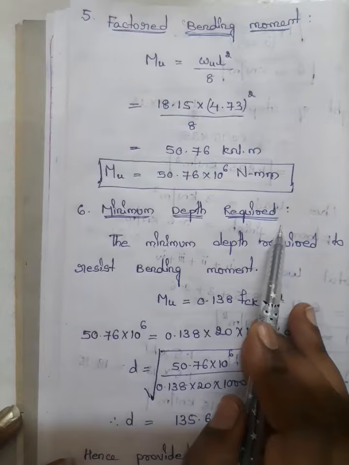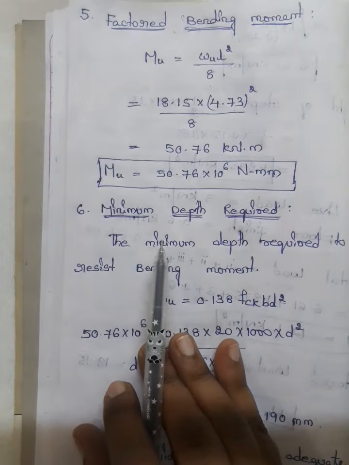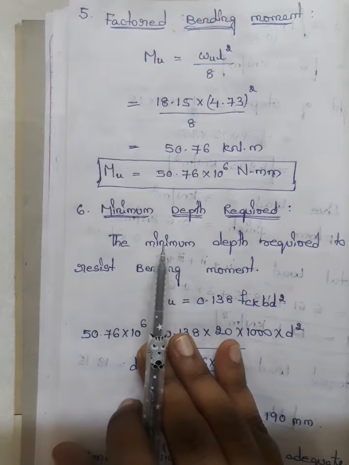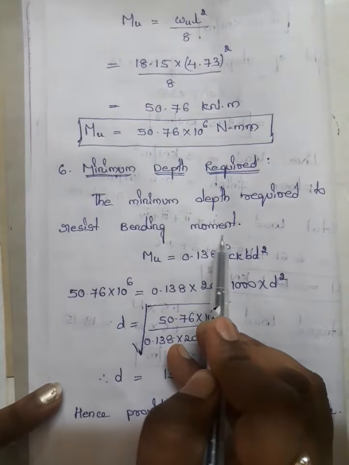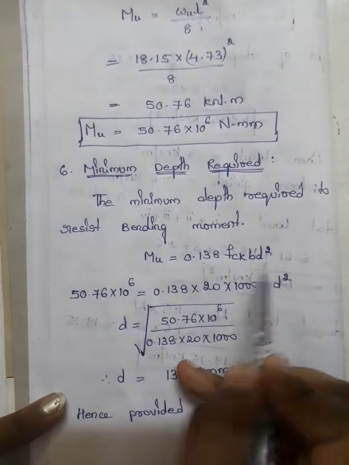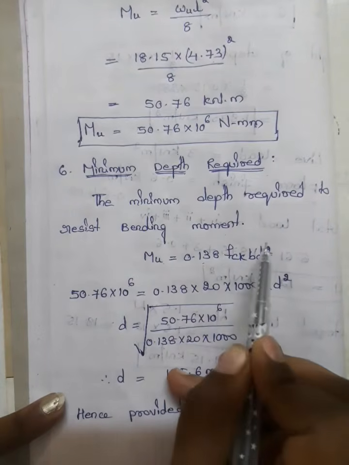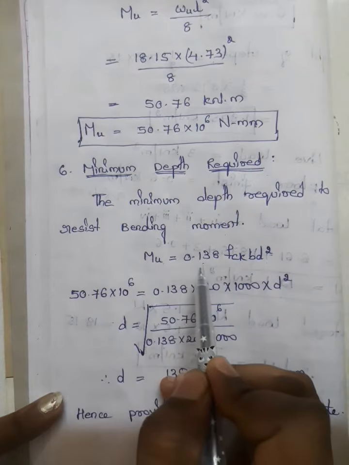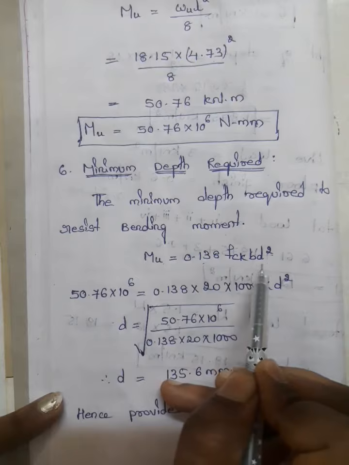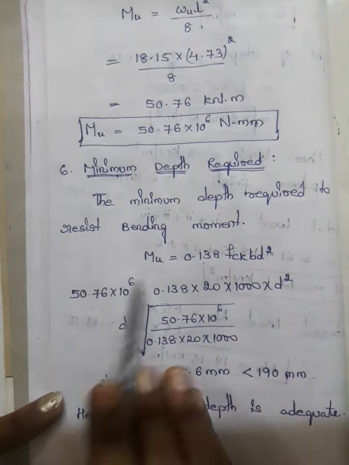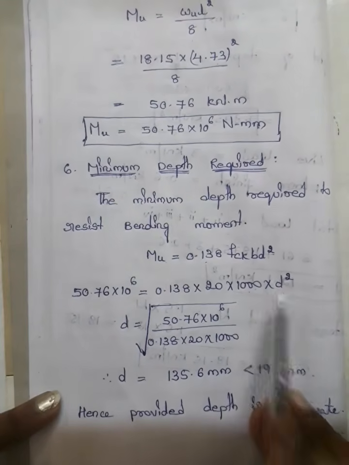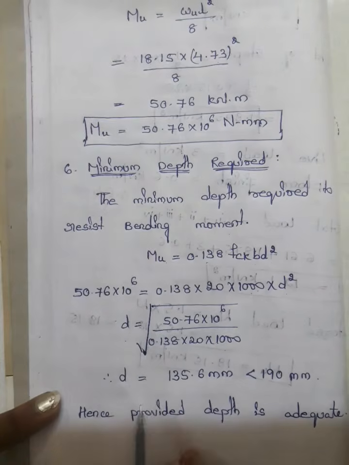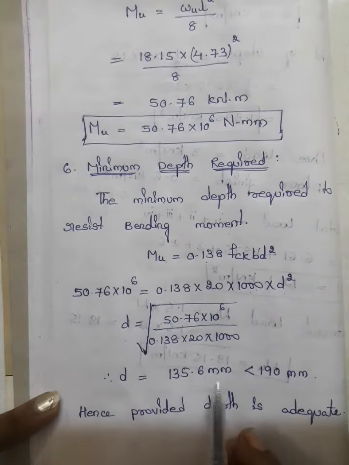So minimum depth required. Whatever depth we have calculated in the previous steps, we need to check it for the minimum depth requirement as per our codal provisions. The minimum depth required to resist bending moment: MU is equal to 0.138 FCK BD square. This is based on Fe415, and as Fe415 is given in the question, we use 0.138 FCK BD square. Substitute all the values, you know MU, you know FCK. B we are taking as 1 meter, so 1000 mm. So calculate D. D is equal to 135.6 mm.